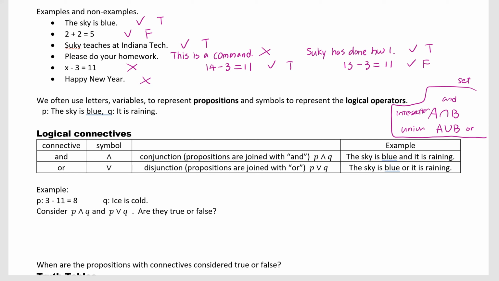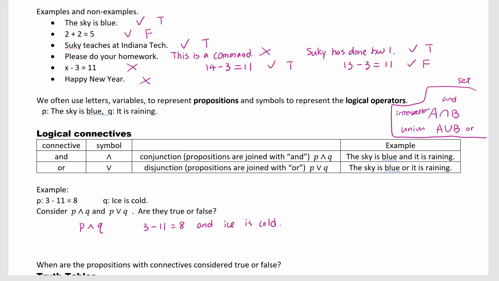So here we have another example. Proposition P is 3 minus 11 equals 8. Proposition Q, ice is cold. Consider P and Q and P or Q. Are they true or false? Okay, what is P and Q? So P and Q is 3 minus 11 equals 8 and ice is cold.